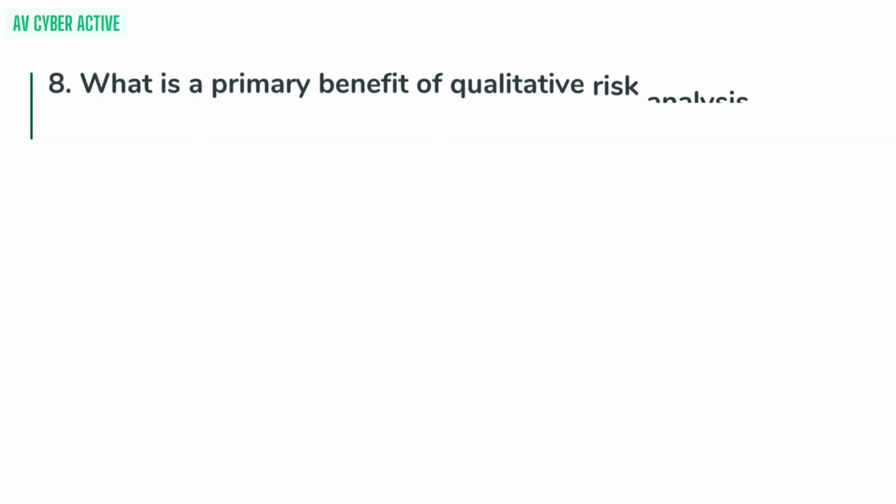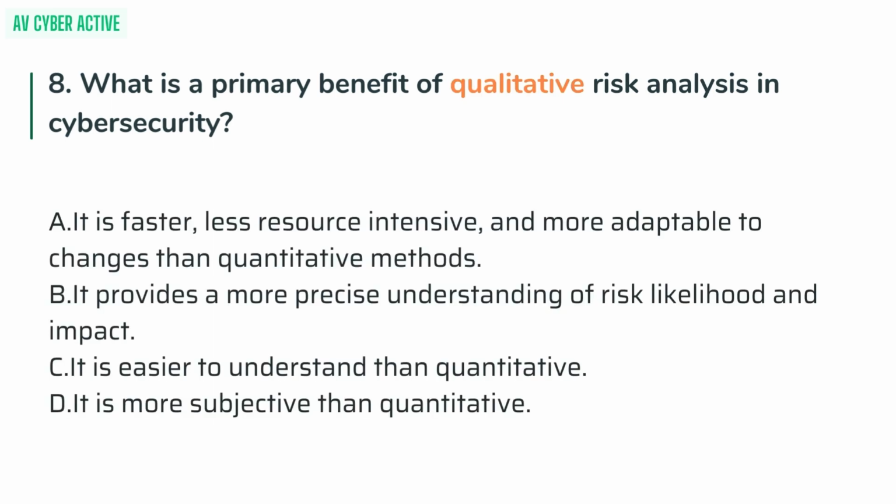8. What is a primary benefit of qualitative risk analysis in cybersecurity? A. It is faster, less resource-intensive, and more adaptable to changes than quantitative methods. B. It provides a more precise understanding of risk likelihood and impact. C. It is easier to understand than quantitative. D. It is more subjective than quantitative.